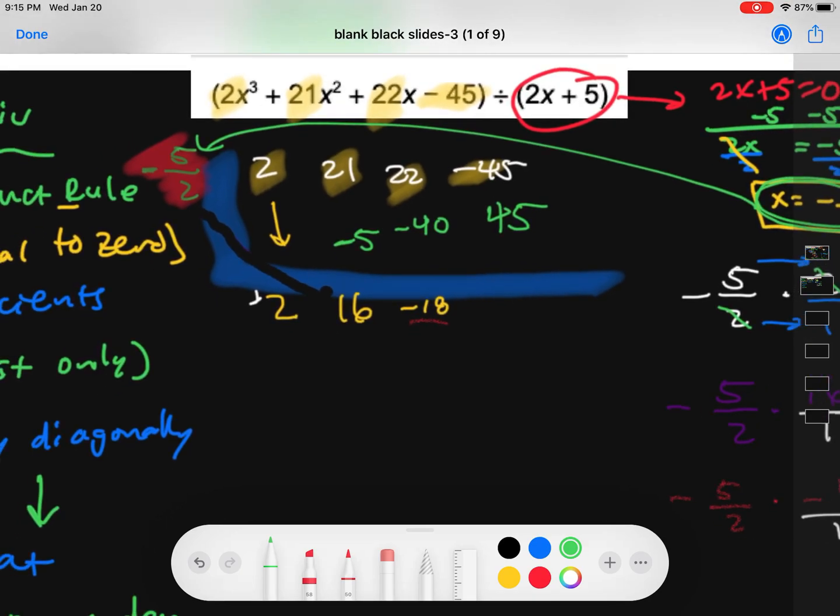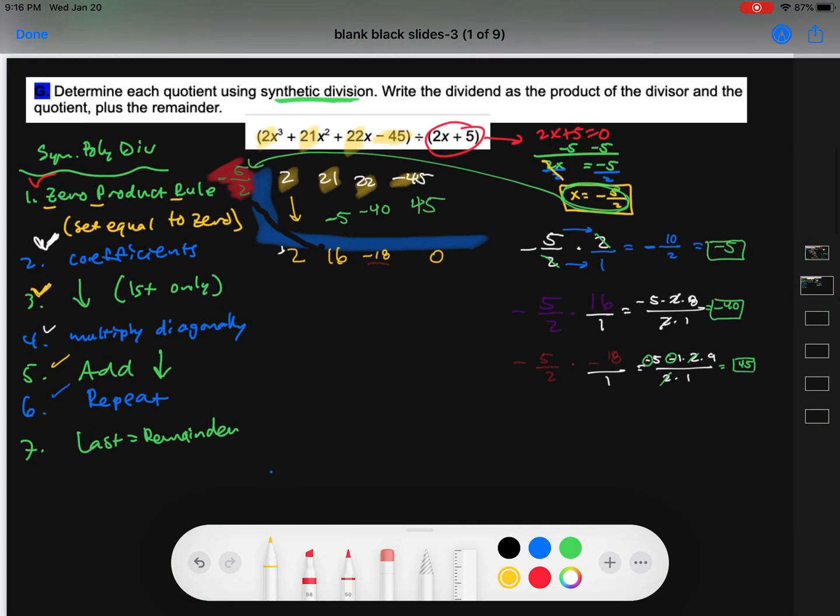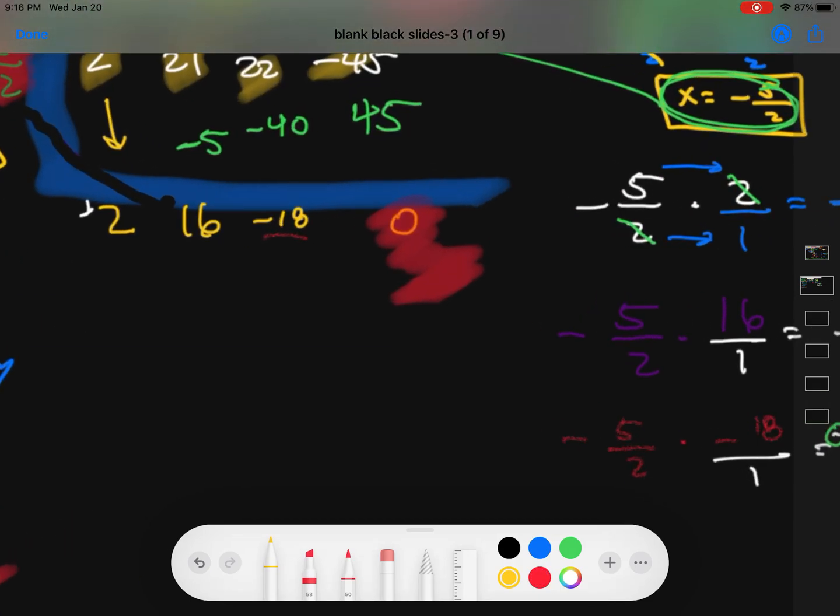Let's take a look at that one. Guess what? We get to add down. Isn't that great? So what happens if we add down? You get negative 45 plus 45 is 0. This is good. Now it says the last one is the remainder. Let's make sure we know that. This is our remainder. Let's write that. Remainder. This is our remainder.